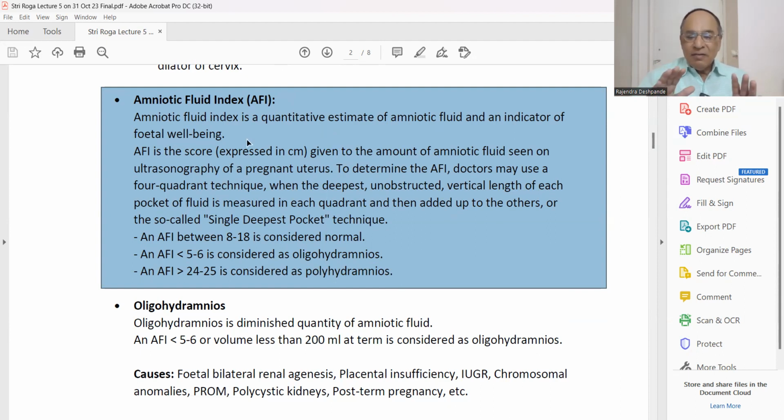That means how much is the fluid and how much is the status of that particular fetus. Is it okay or is it problematic? That is called as an amniotic fluid index. It is like a marker, giving you the idea whether everything will be all right or there will be some problem, that we can decide.